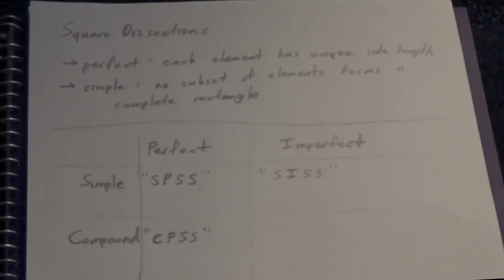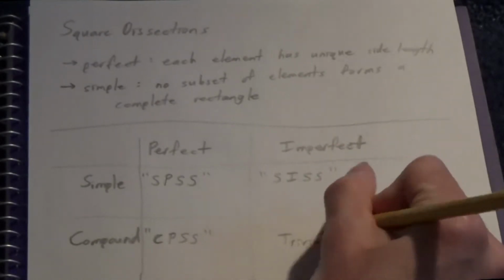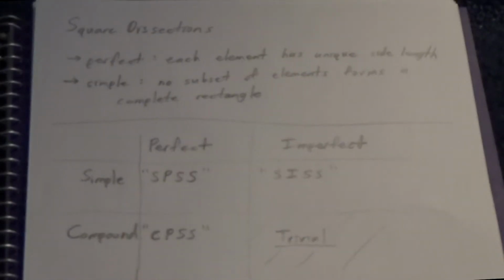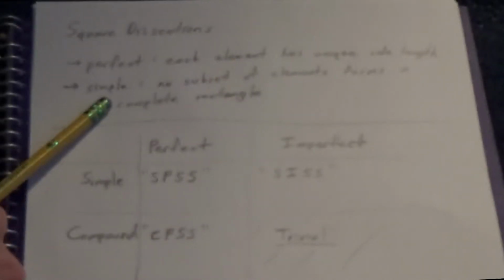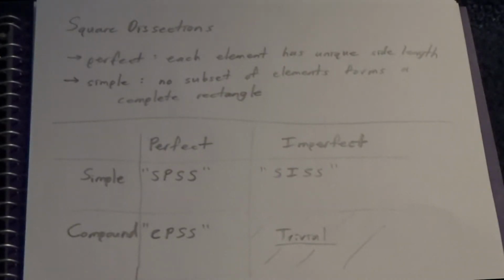is this bottom right case, which turns out to be somewhat of a trivial case. Because, if we think about it, for these particular dissections, if they're imperfect and compound, what that really means in this context is that we're not imposing any restrictions on the dissection. In other words, we're not requiring that each element has a unique side length, and we're also not requiring that there is no subset of squares that form a rectangle.